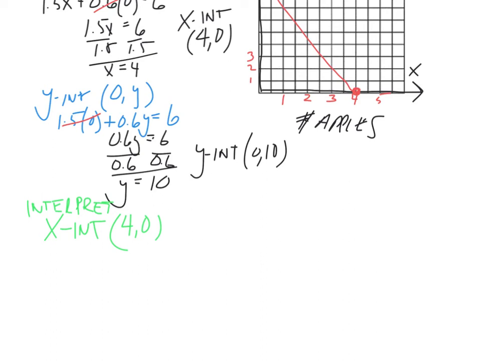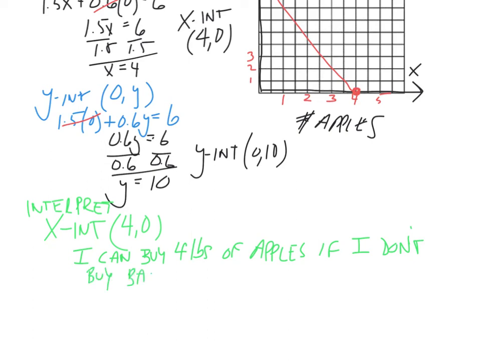So (4, 0) basically means I can buy 4 pounds of apples if I don't buy bananas. Again, we only have $6. So if I buy 4 pounds of apples, $1.50 times 4 is 6, I don't have any more money for bananas. So that's what interpret would mean.